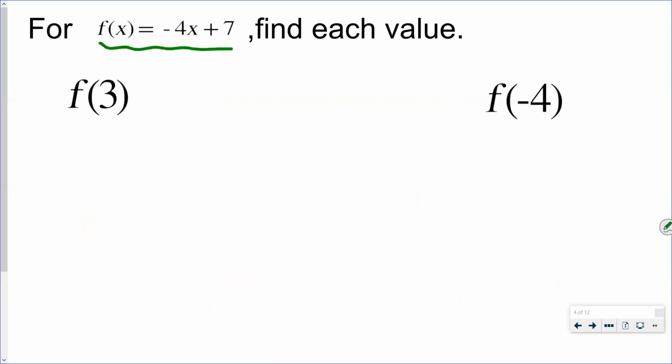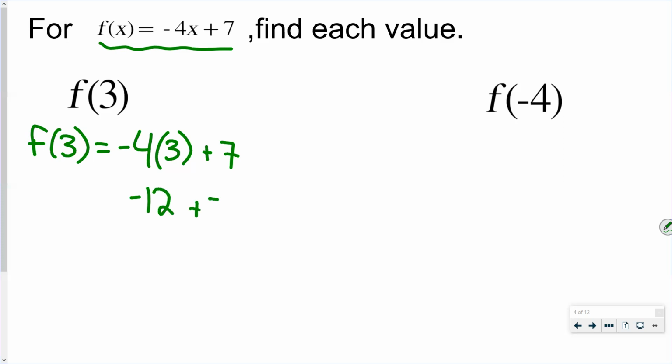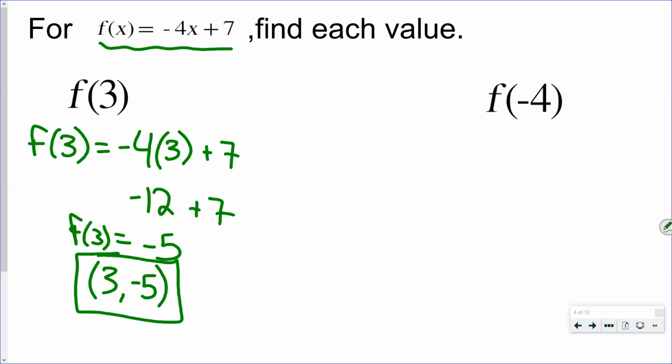So here's our function. Here's what we're trying to find. We're trying to find f of 3. So we're going to plug in 3 in place of x: -4 times 3 plus 7. So let's just do some math. We ignore the f of 3 equals, so it's -4 times 3. -4 times 3 is -12 plus 7. So then f of 3 equals, well, -12 plus 7 is going to give me a -5. So that means we have an ordered pair of 3, -5. Because when x is 3, our output is -5.